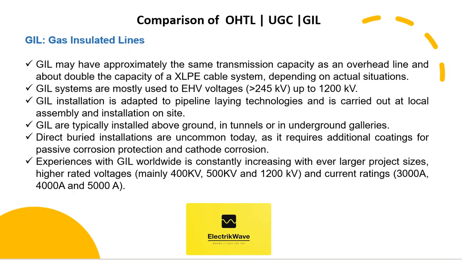Direct buried installations are uncommon today, as they require additional coatings for passive corrosion protection and cathodic corrosion protection. Experience with GIL worldwide is constantly increasing, with ever larger project sizes, higher rated voltages, mainly 400 kV, 500 kV, and 1200 kV, and current ratings of 3000 ampere, 4000 ampere, and 5000 ampere.